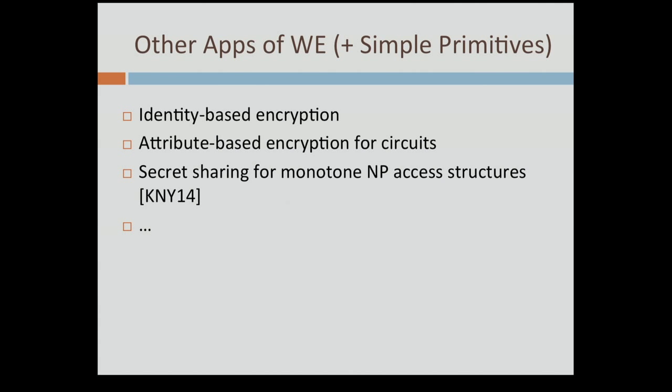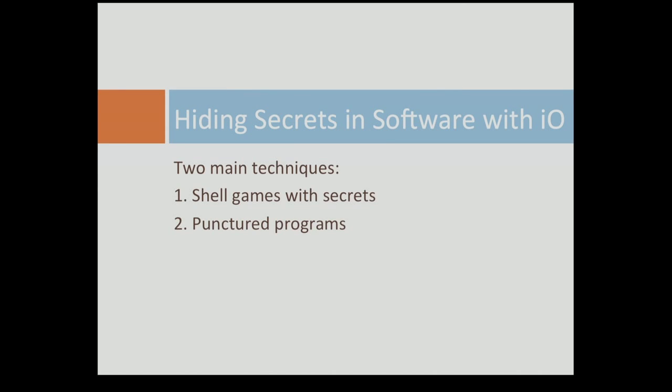So there are other cool applications of just witness encryption, like identity-based encryption, attribute-based encryption for circuits, secret sharing for monotone NP access structures, and so on. Okay, so those were kind of the layup applications, and now I'm going to get into techniques, how we use I/O in security proofs to prove the security of more complicated objects.